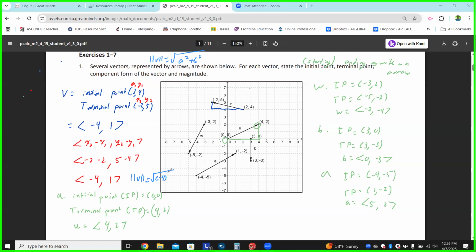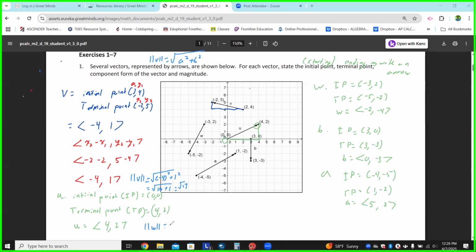So -4 squared plus 1 squared. That would give you 16 plus 1, which is the square root of 17. Questions on how to find magnitude? All right, I'm going to quickly do these other 4 so that y'all can begin number 2.